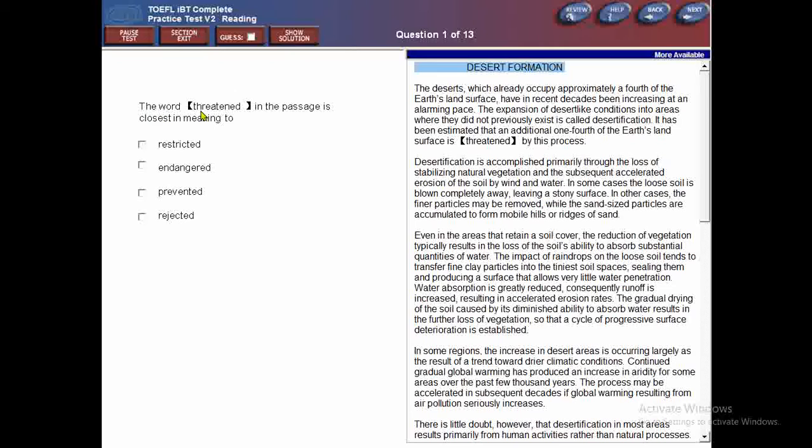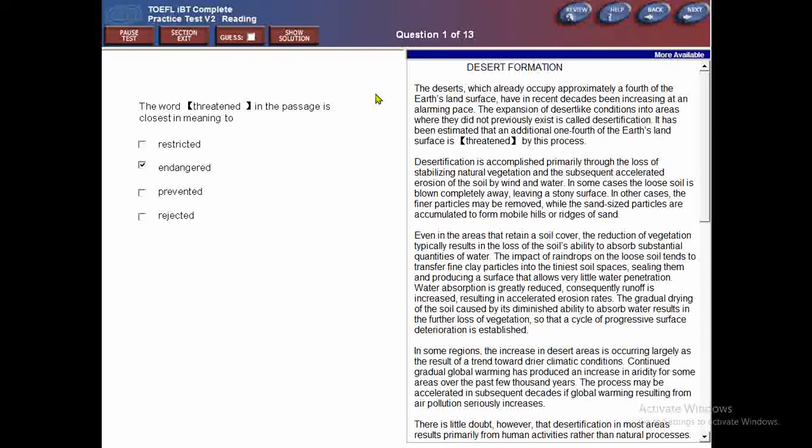The word threatened in the passage is closest in meaning to: restricted, endangered, prevented, and rejected. So, at first glance, we can determine the answer is maybe endangered.